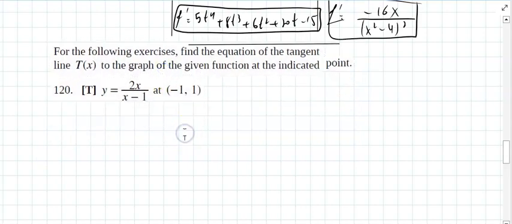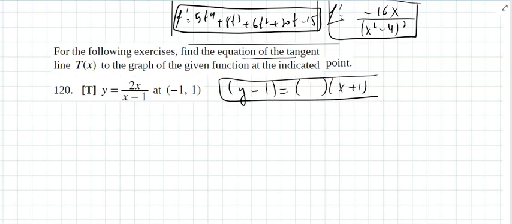It says, in the following exercise, find the equation of a tangent line. y minus y1 equals m times x minus x1. There you go. Done. What do I need? Slope of the tangent. It's the quotient rule. Well, what does that mean?